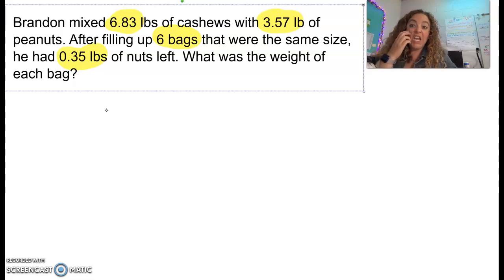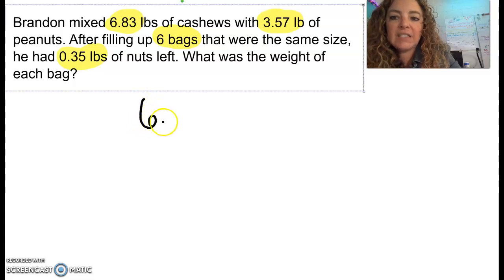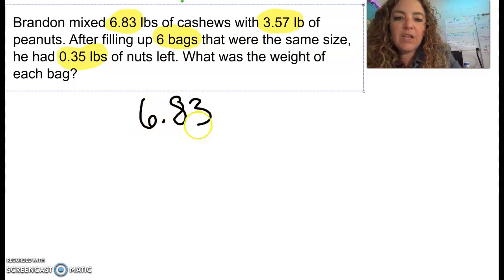So what we're going to do is we're going to start out, and this is a multi-step problem, right? He is mixing them. Mixing them is like combining them. So he's combining 6.83 with 3.57.